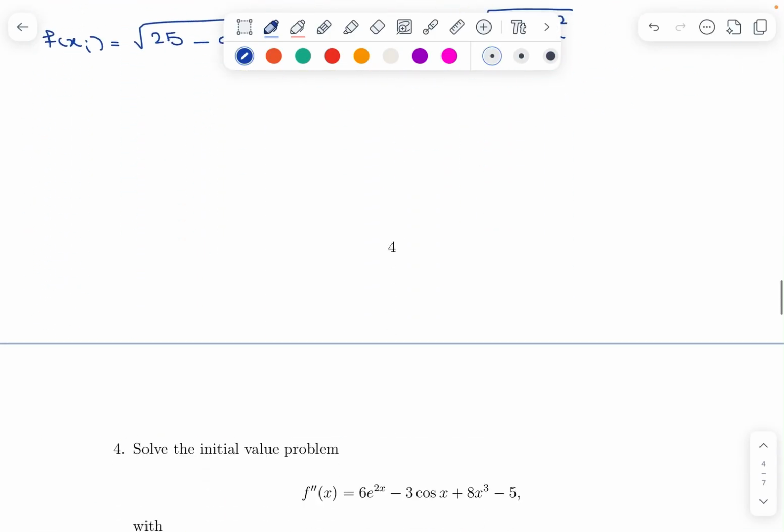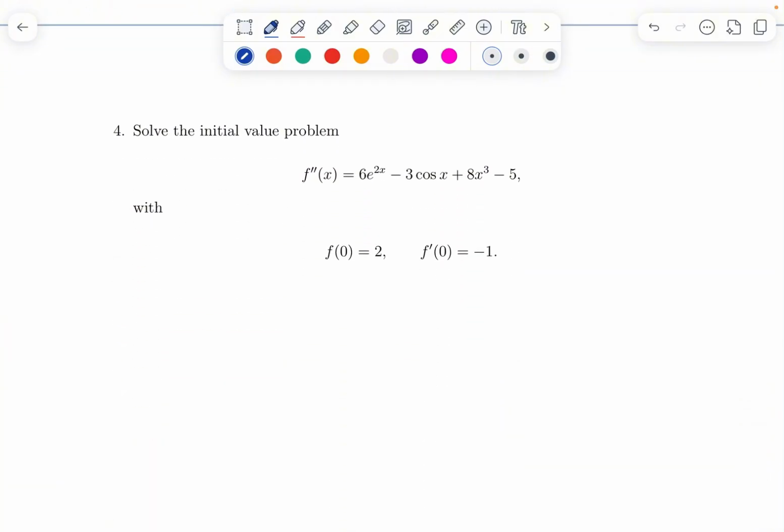So now we are going to solve question 4. Question 4 is an initial value problem. To solve this question, you need to use the concept of antiderivative. Here we have a second order differential equation with initial conditions. These two are initial conditions. We will integrate twice to find f of x, and we will apply initial conditions to find constants c sub 1 and c sub 2.